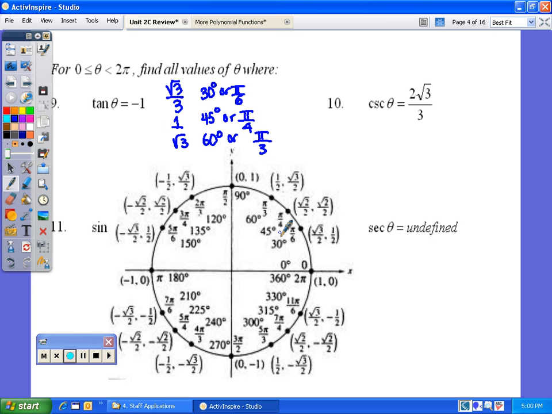Now, they want the tangent answer to be negative 1, which means that I have to look at the quadrants where tangent is not positive. Well, tangent is positive in this quadrant because everybody's positive. And tangent is positive in the third quadrant because both of these are negative. So that means that tangent must be negative in the second quadrant and in the fourth quadrant.